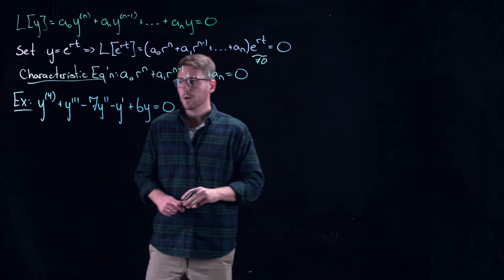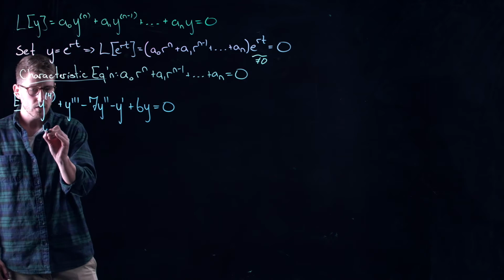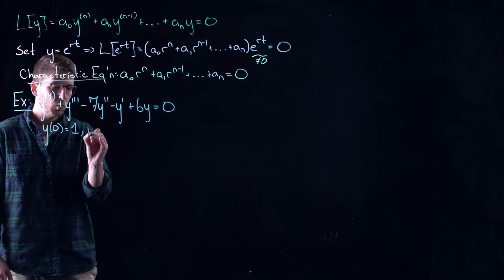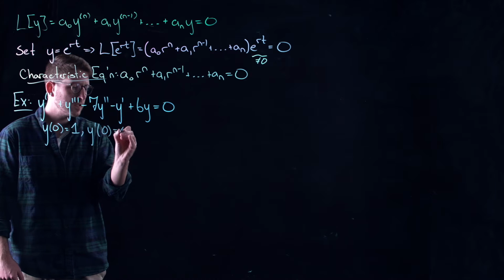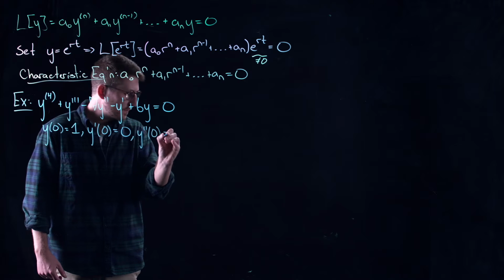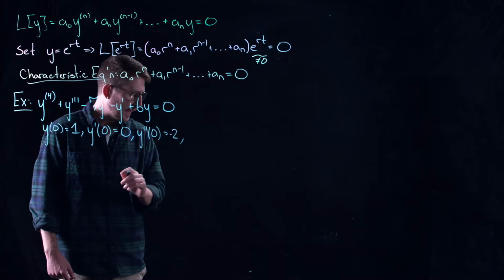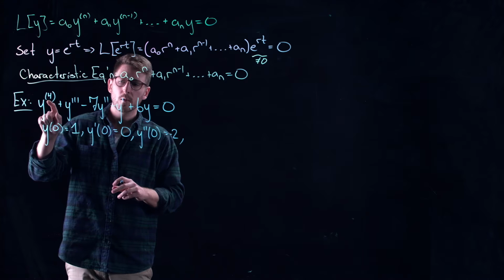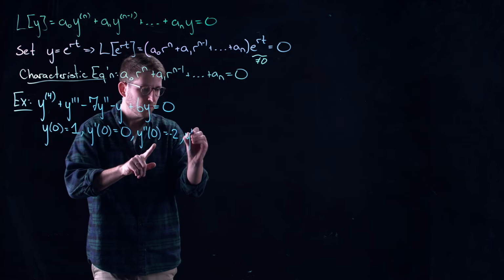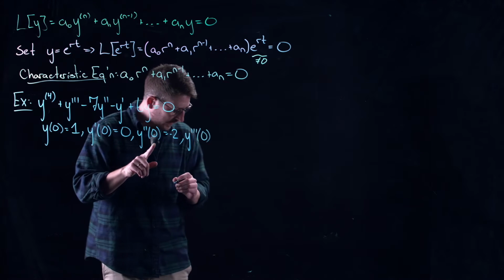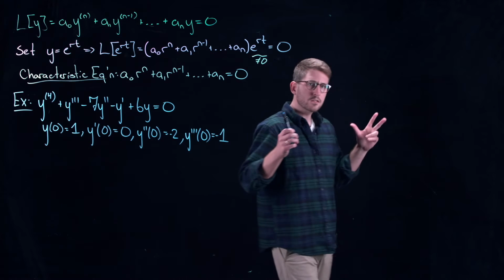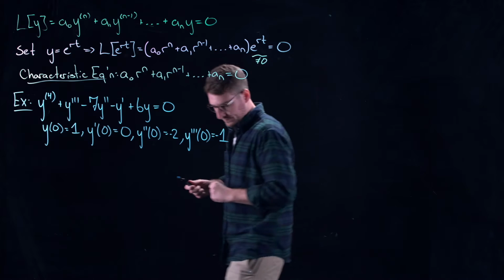Okay, let's throw in some initial conditions as well. y of 0 is equal to 1. y prime of 0 is equal to 0. y double prime of 0 is equal to minus 2. And this is a fourth order equation, so I need 4 initial conditions: 1, 2, 3, 4. And let's put this equal to minus 1. Okay, now let's go ahead and solve this thing.